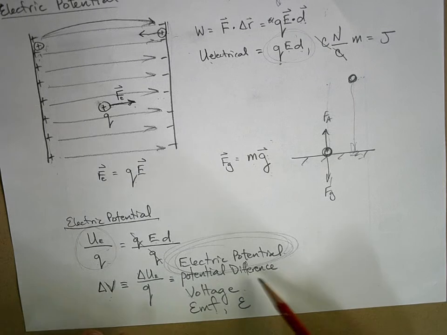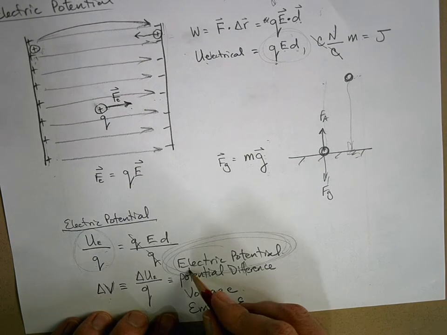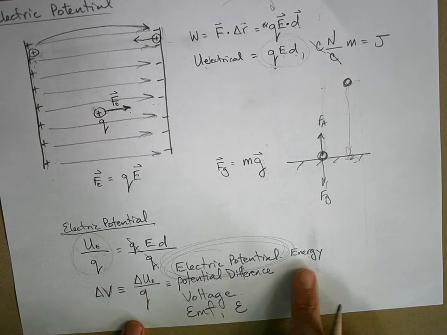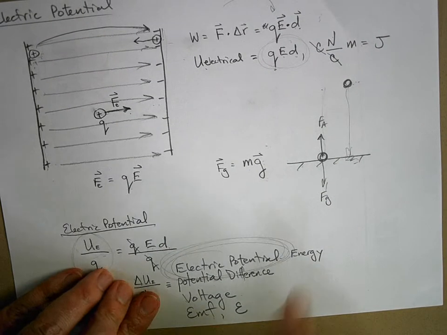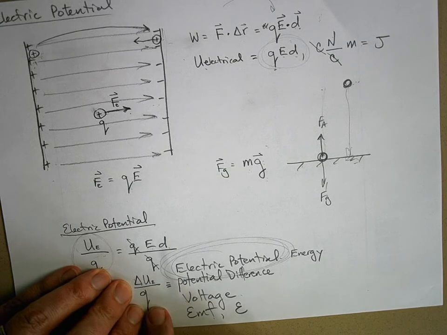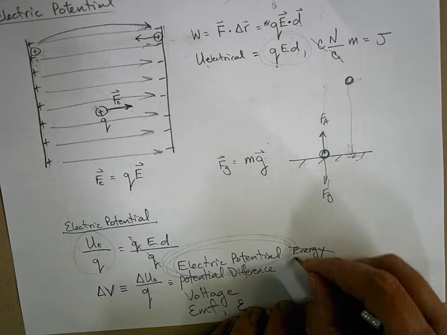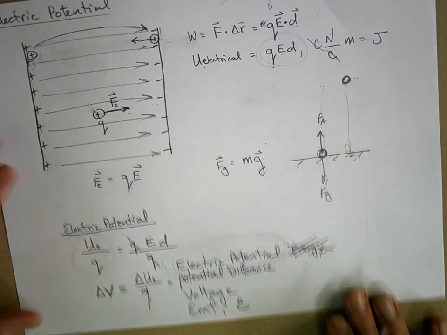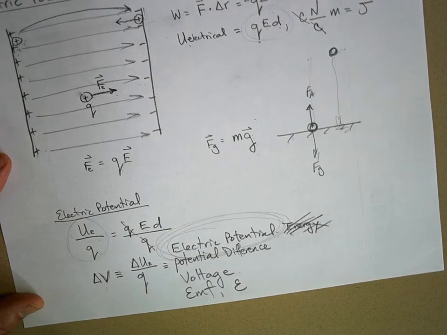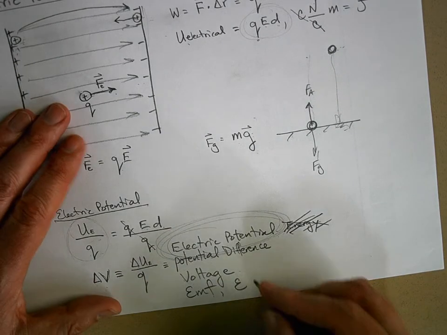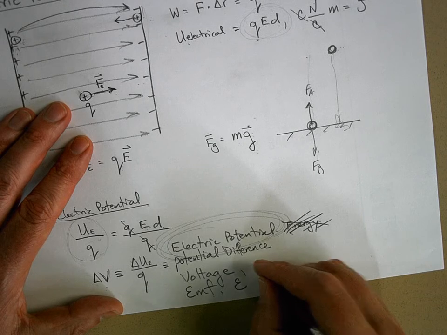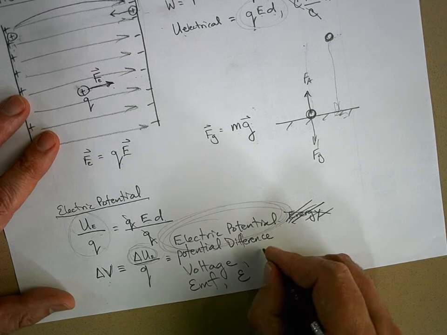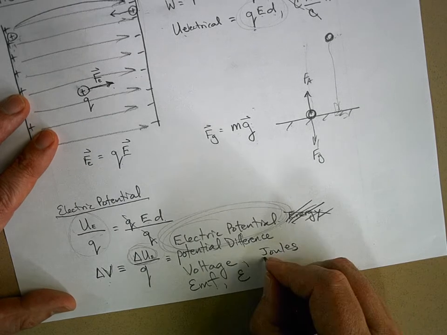Notice what's different here is I don't say electric potential energy. Electric potential energy is when I don't divide by Q. That's just the delta U right there. But when I divide by Q, for some reason, we just drop the word energy and now just call it electric potential. Now you know this as voltage. And voltage is measured in, well, let's take a look at the units here. What are the units for this? The units for this are joules. And the units for this are coulombs.